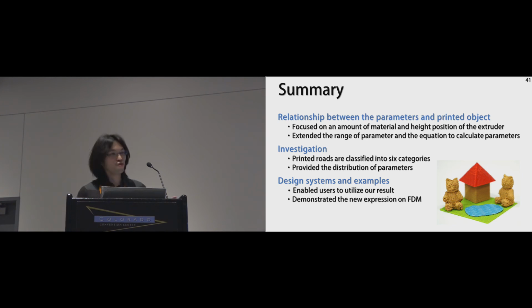Okay, so currently we implemented software, a slicer software. This software can convert an ordinary 3D model into printing paths to control a 3D printer. When converting the 3D model, the design system adds texture information by controlling the parameters that we investigated.